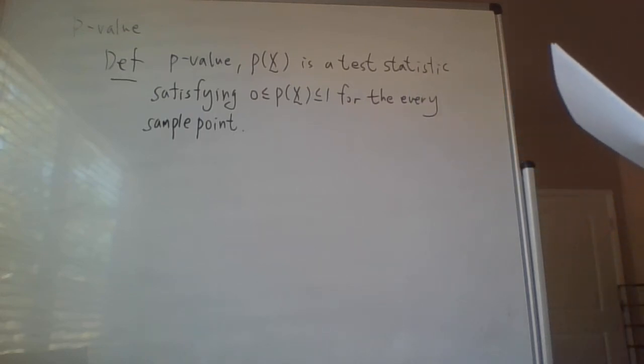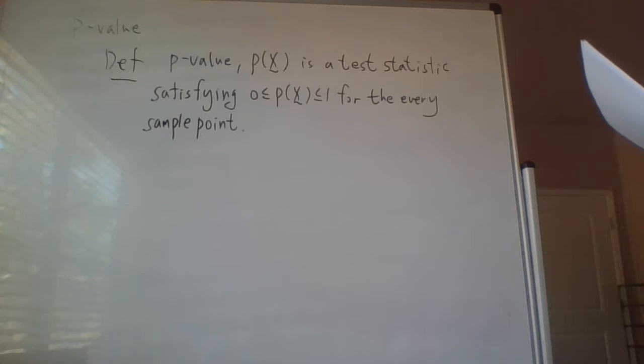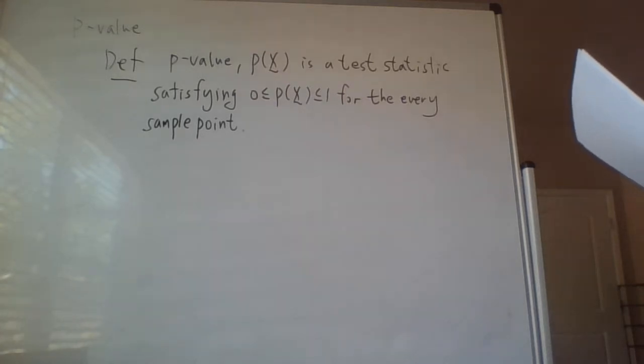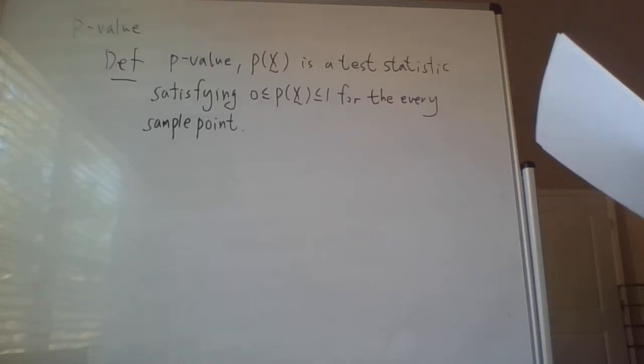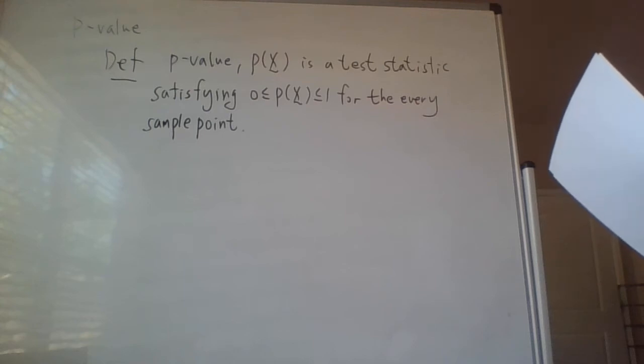The p-value, p(X), is a test statistic satisfying 0 less than or equal to p(X) less than or equal to 1 for every sample point. So the p-value is a test statistic based on the sample, and it is between 0 and 1. It has a boundary, so it is very convenient to express the magnitude by using the p-value.